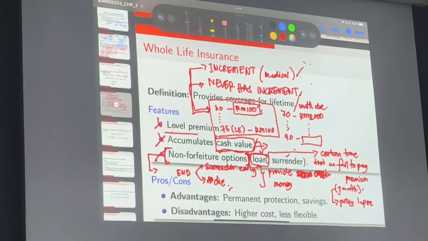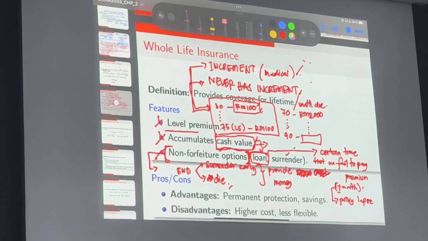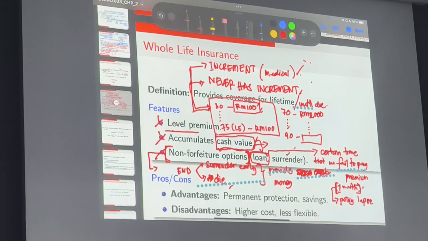So this loan will cover the missing payment that we did, for example. Okay, the missing payment that we did not pay. So that is the loan.